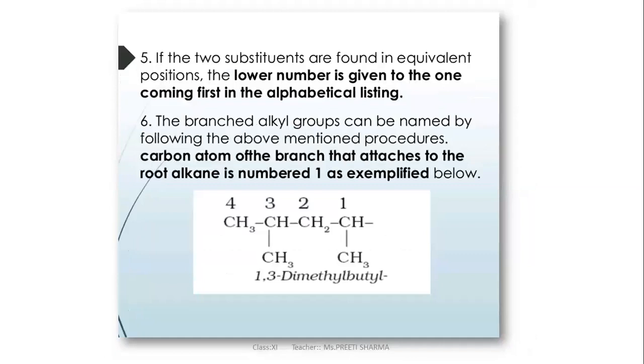If two substituents are found in an equivalent position, students, right? So we'll prefer where the lowest number is given to the one coming first in alphabetical order, like in this case 1,3-dimethylbutyl, right? It should be like this, because here the lowest number is given to the one coming first in alphabetical order. The branch alkyl chain can be named by following the above mentioned procedures, and the carbon atom of the branch that is attached to the root alkane is numbered 1, right? As you can see here.